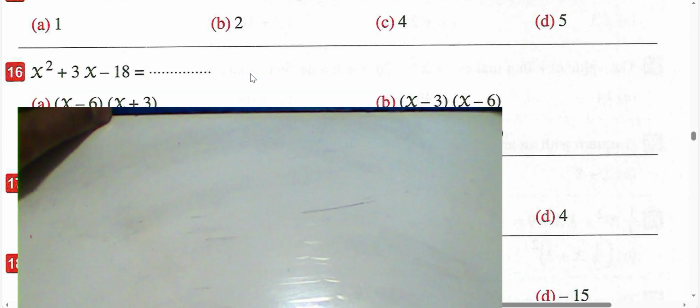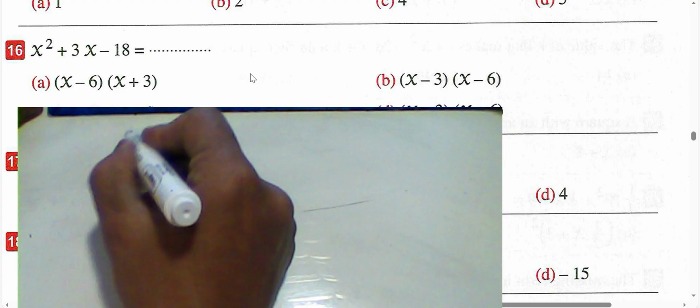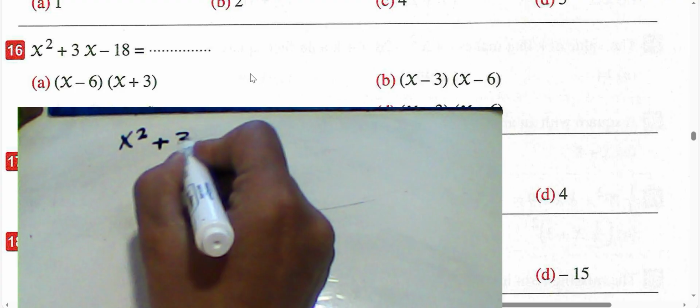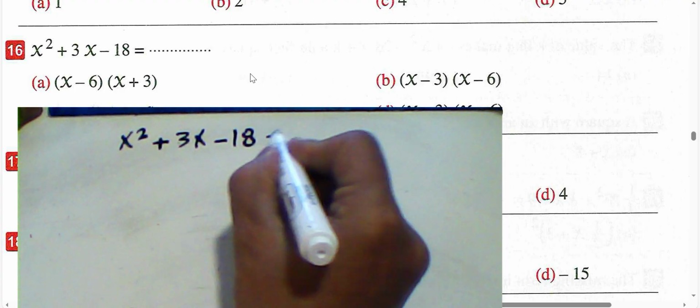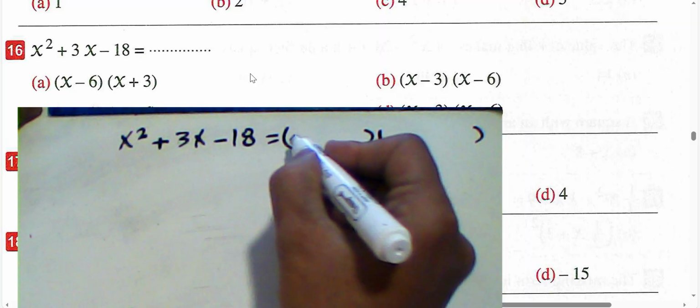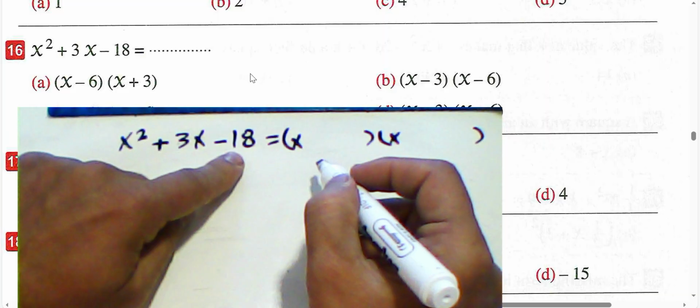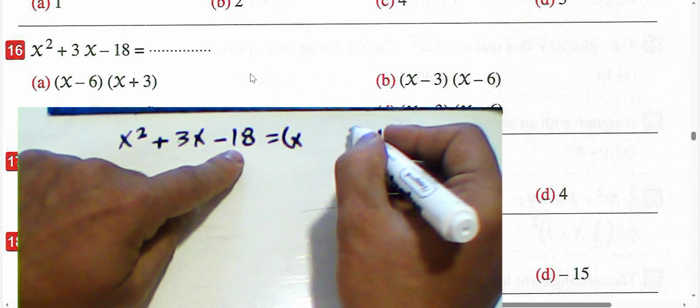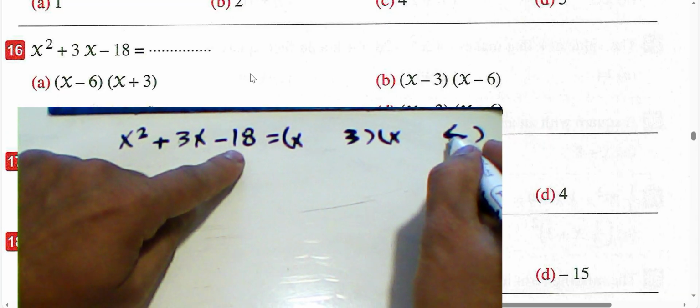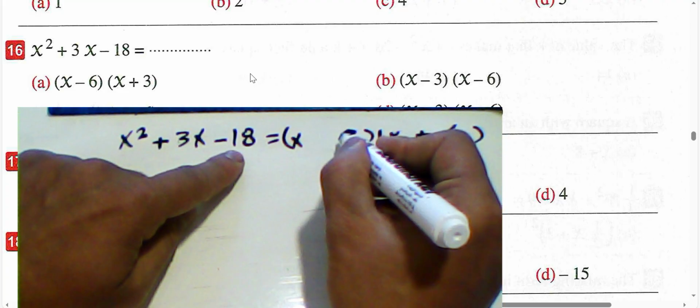Next question. x power 2 plus 3x subtract by 18. We can factorize x power 2 equal x times x. We want two numbers whose product equals 18 and the difference between them equals 3. We have 3 times 6 equal 18, and the sign of 6 will be positive and 3 will be negative.